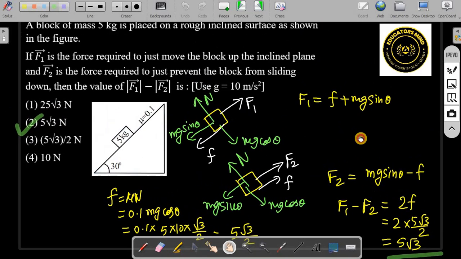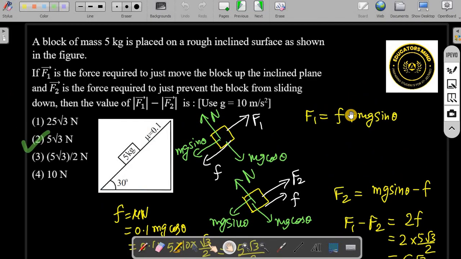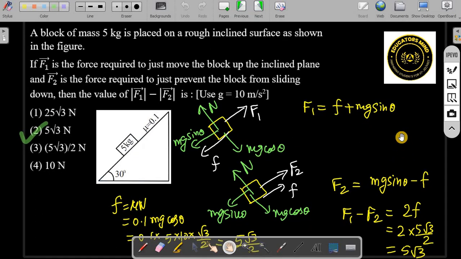So I hope you have understood some of these important questions, right? So today we have covered all the questions of Newton's laws of motion. Very important chapter. Lot of applications are there in other chapters as well. So please do go through this topic properly.